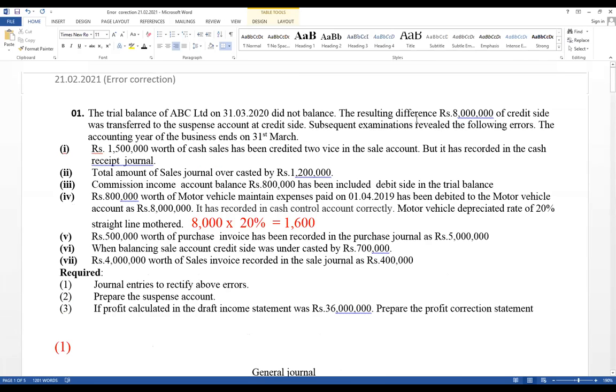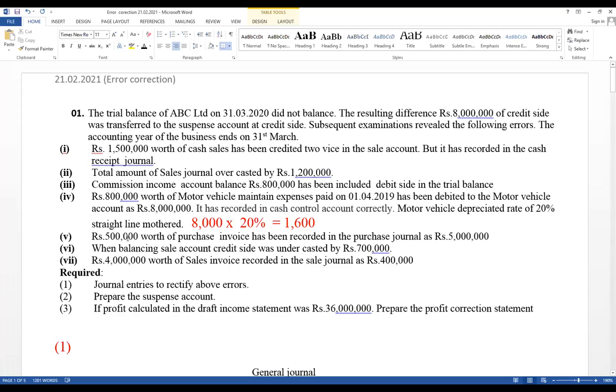Think about it. Trial balance is not equal. It has given a difference of 8 million. The credit side was transferred to the suspense account credit side. Think about the suspense account credit side balance available. What's the meaning? The credit side of the trial balance is decreased by 8 million. Sometimes there's an MCQ paper. What is the meaning? Suspense account balance credit side 8 million means the trial balance credit side is decreased by 8 million.